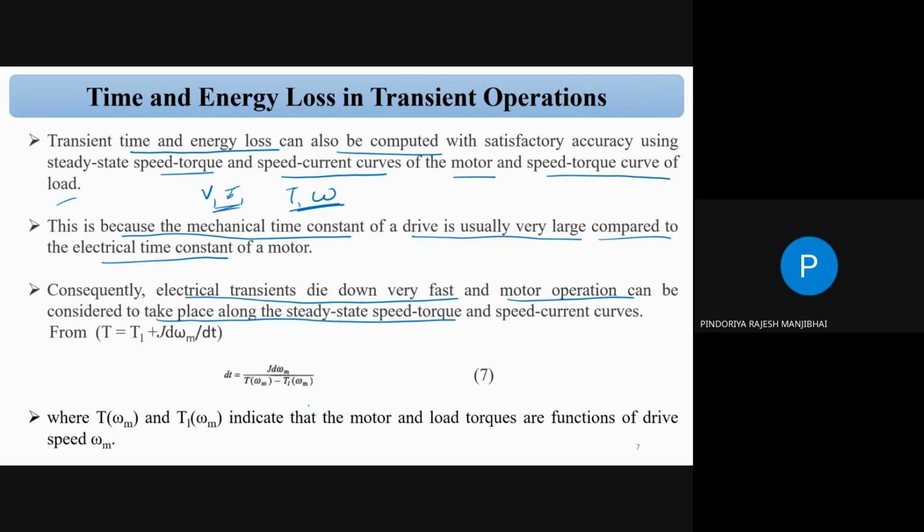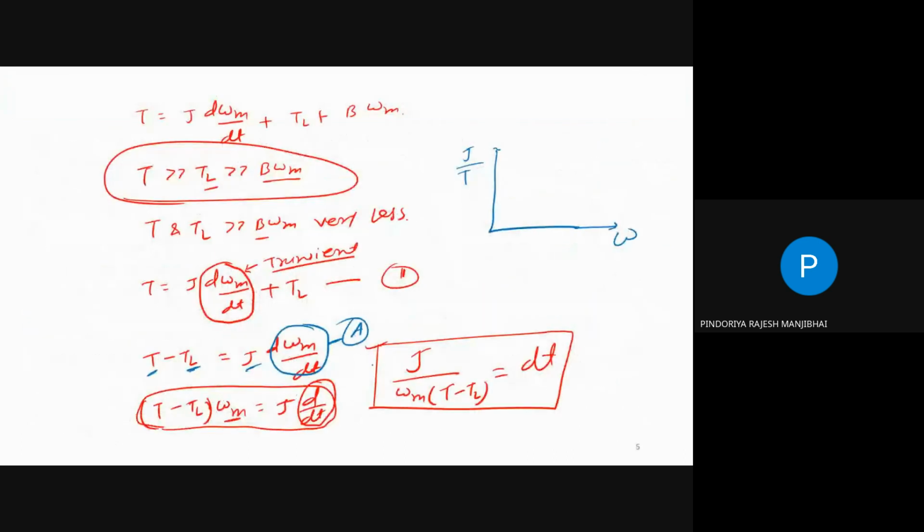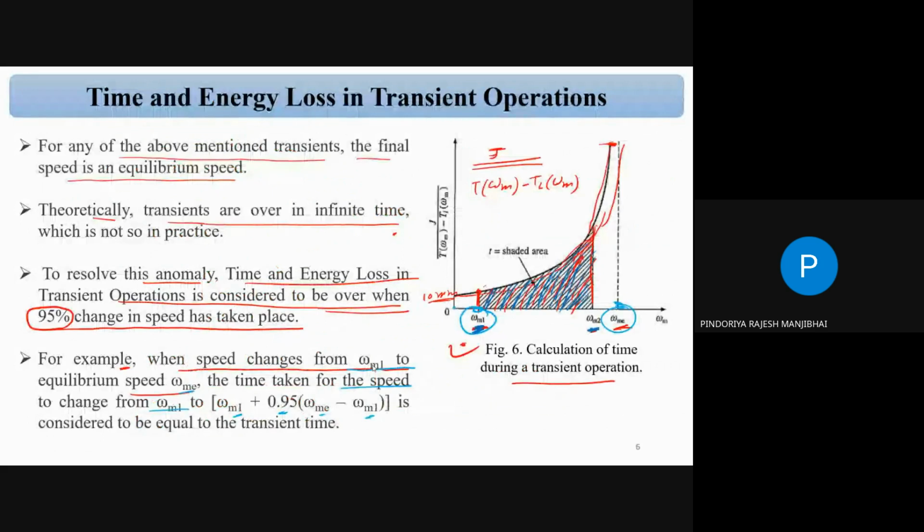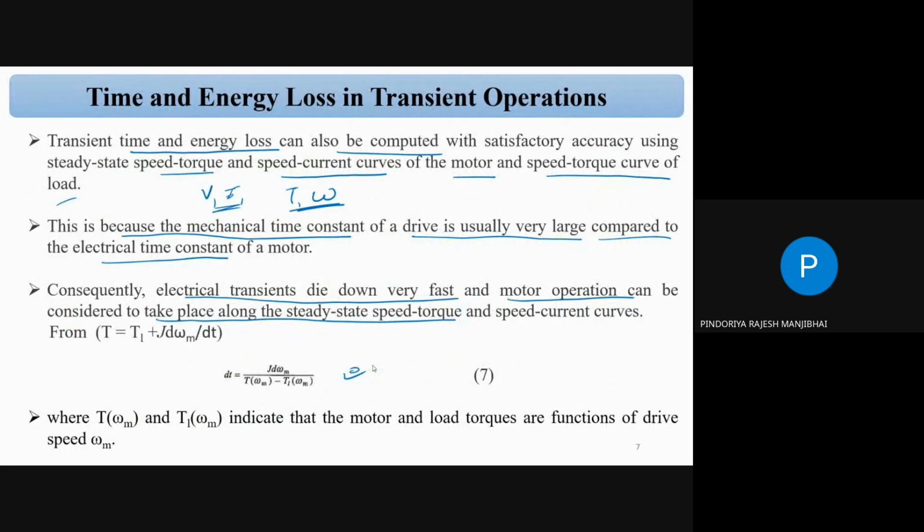Then equation number 7 is a simple equation from the fundamental torque equation. We already derived in this slide that T minus TL into omega M is equal to J d by dt, correct? The same equation I have written in equation number 7, that dt equals J d omega M divided by T omega M minus TL omega M. Okay, so this is a simple thing.